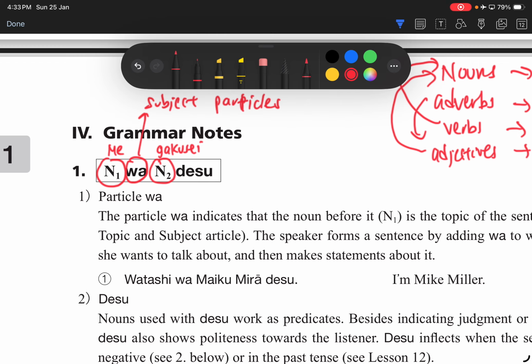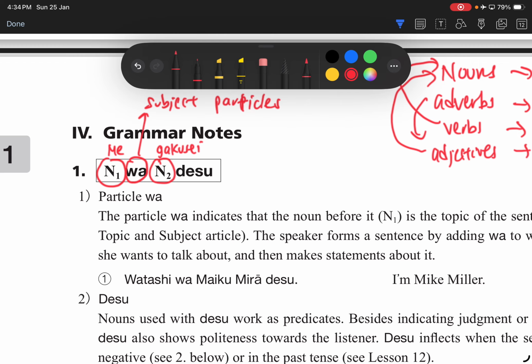I is also a noun, right? So in English, our grammar will be "is": I am, or he is a student, right? He is. So "is" or "am" is what we consider a particle in Japanese. They are used to connect two nouns together.